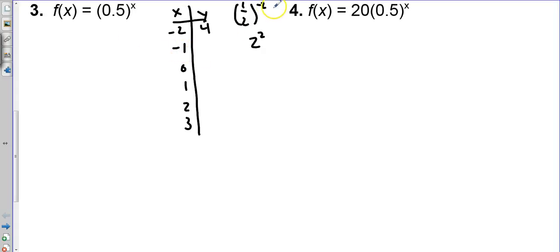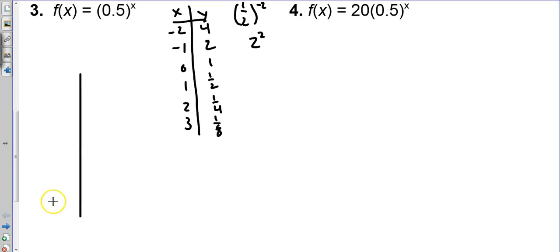Same thing here. It's -1. It's 1/2 to the -1, so we flip it, so technically it is 2 to the first over 1. So that gives me a 2. 1/2 to the 0, anything to the 0 is a 1. 1/2 to the 1 is 1/2. 1/2 squared is going to be 1/2 times 1/2, so that's 1/4, and then 1/2 to the third is going to give me 1/8. So let's check out what's going on with this graph here.